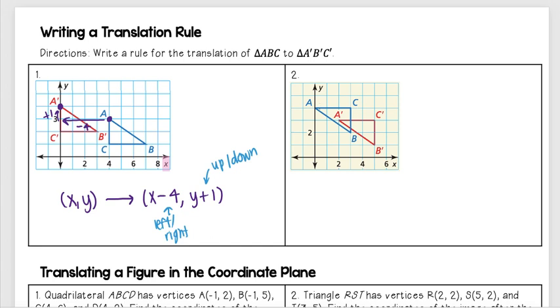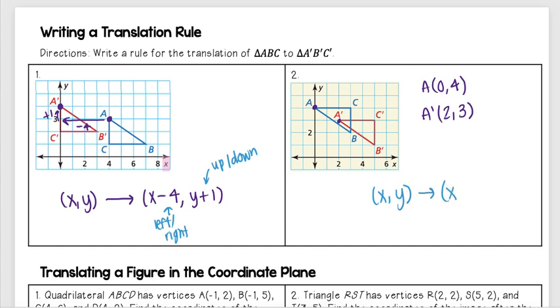Another way you can do it is going ahead and actually writing out the coordinates. So I can say A, that coordinate is (0, 4). And then A prime, that one's at (2, 3). And I can go from here and actually see how much I am adding or subtracting to my x and y to get from A to A prime.